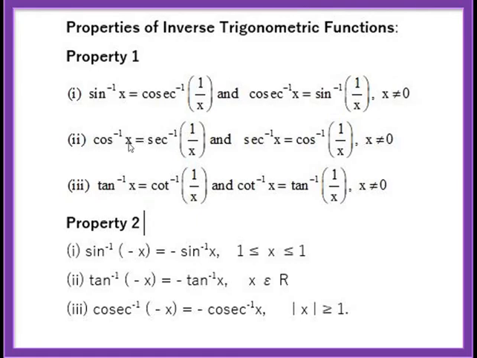Similarly for the remaining, cos inverse x is what? Sec inverse 1 upon x. Tan inverse x is cot inverse 1 upon x. The second set: sine inverse minus x is minus sine inverse x. Tan inverse minus x is minus tan inverse x. Cosec inverse minus x is minus cosec inverse x.